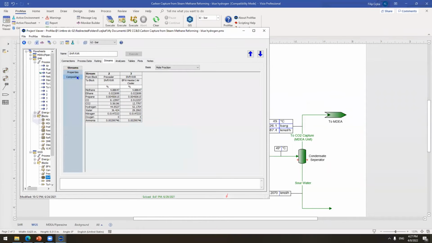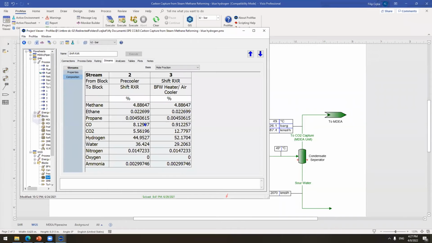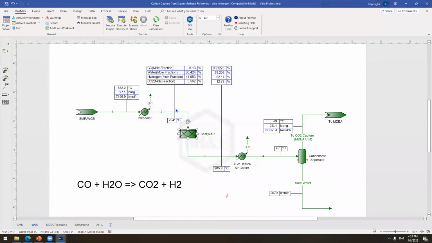In streams, if you look at the composition, once again, you're going to see that basically nothing happens with methane, ethane or propane, so nothing is happening with hydrocarbons in here. The only thing happening here is that the CO, the carbon monoxide, is converted to CO2, and also the water is being reduced because we are creating the hydrogen in here. So we need to cool this one. As you can see, it's happening at 200 degrees Celsius, and it's because this reaction is preferable at lower temperature.